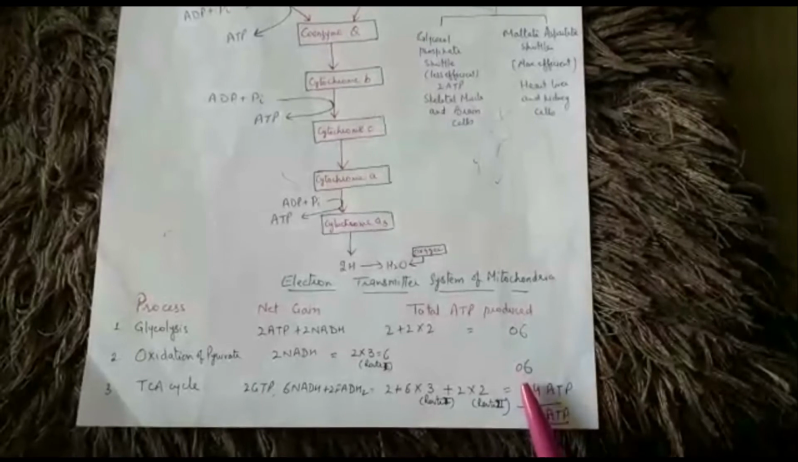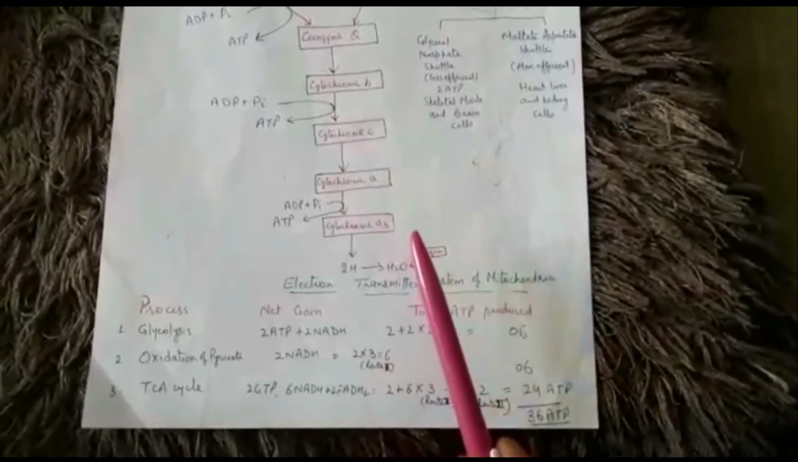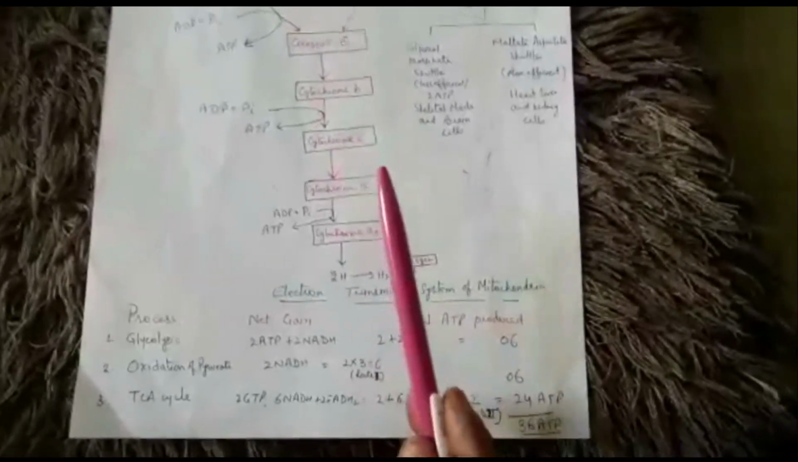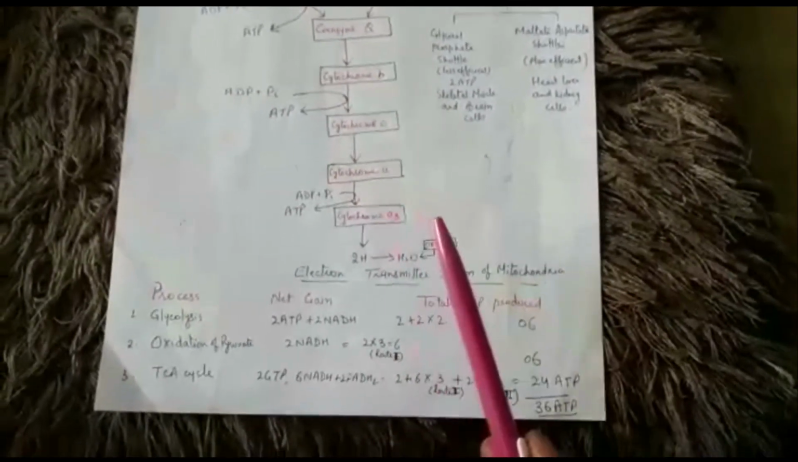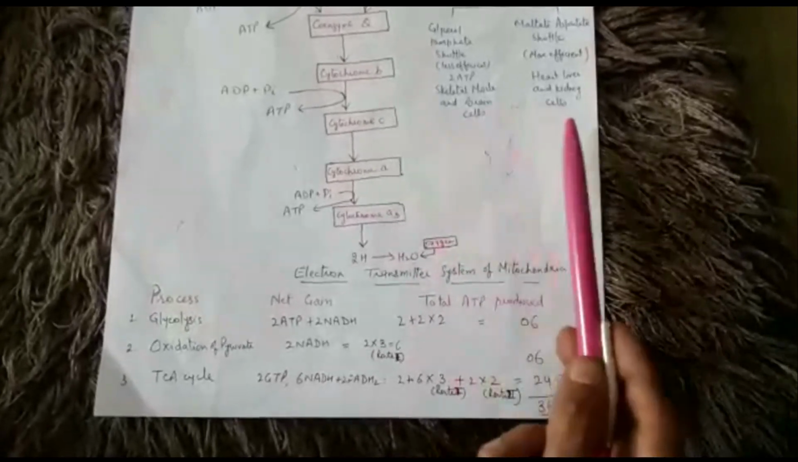So that depends upon the shuttle system. So this is the electron transport system through which the pair of electrons flows and reduced coenzymes give us energy in the form of ATP molecules. So the net gain varies in different cells.